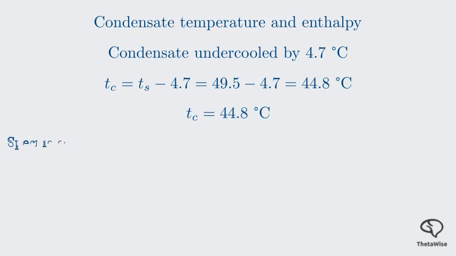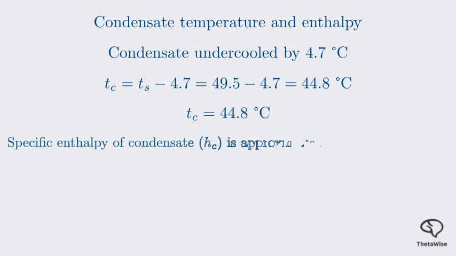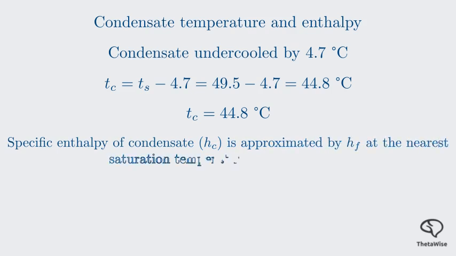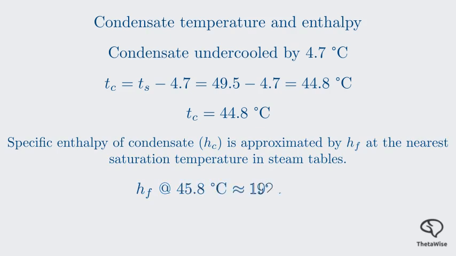To find the specific enthalpy of the condensate, h_c, we need to look it up in the steam tables. We can approximate its enthalpy by finding the specific enthalpy of saturated water, h_f, at the closest temperature in the tables. The closest saturation temperature to 44.8 is 45.8 degrees Celsius, where h_f is approximately 192 kilojoules per kilogram. Therefore, we'll use 192 kilojoules per kilogram as the specific enthalpy of the condensate.